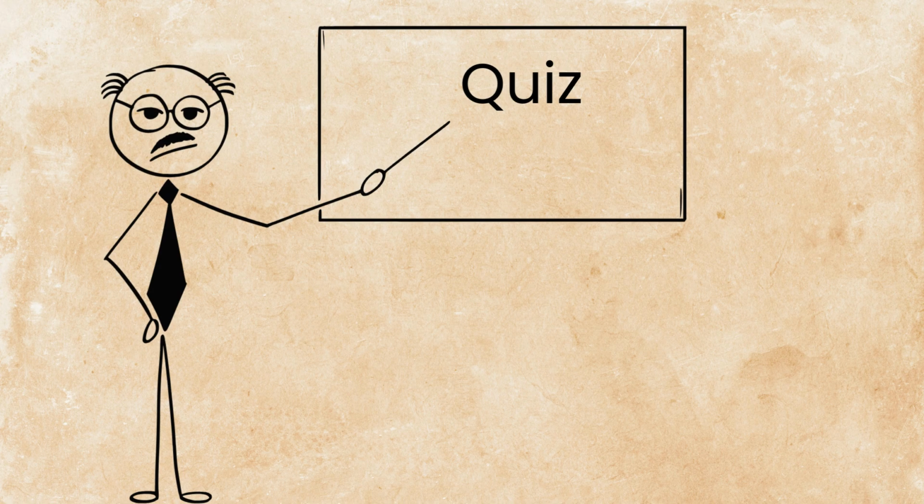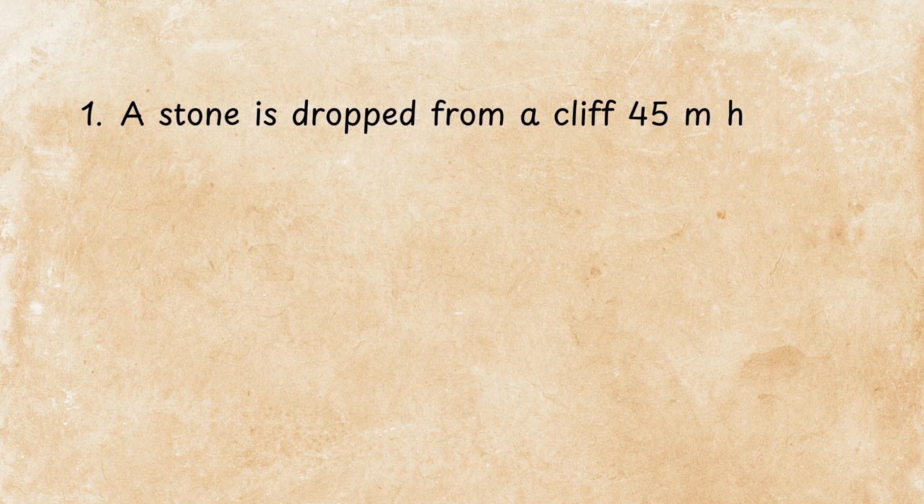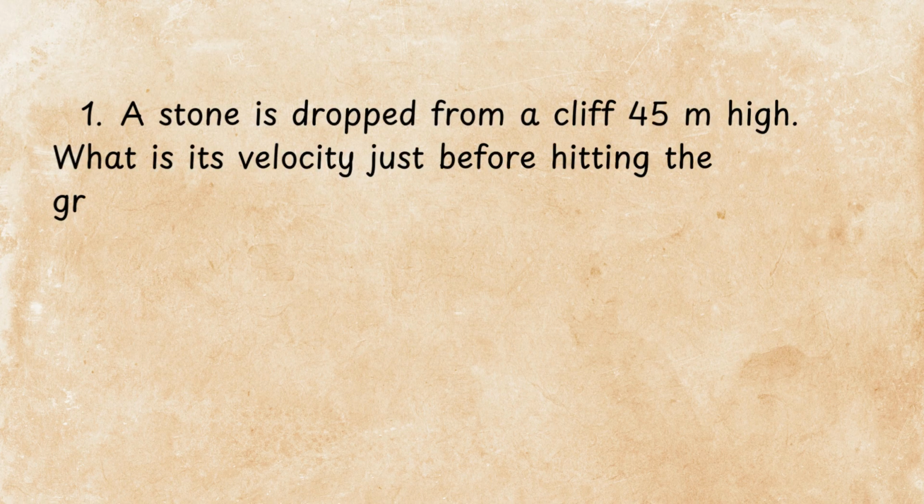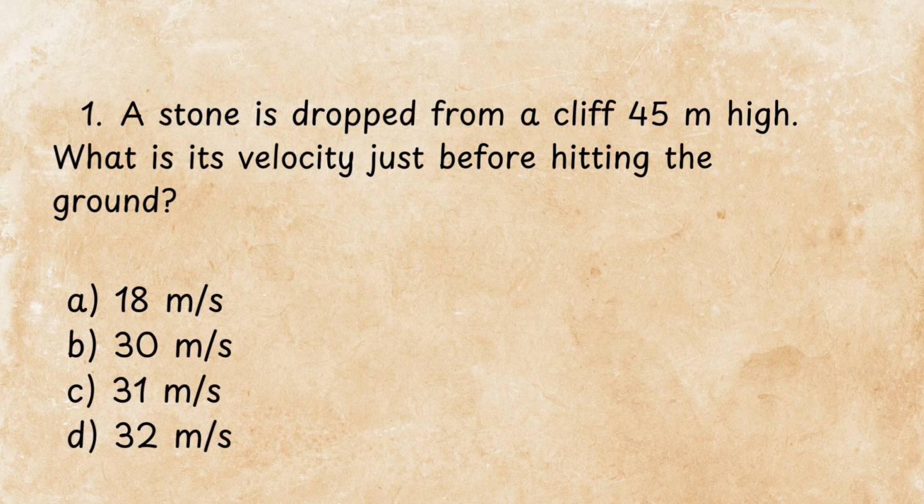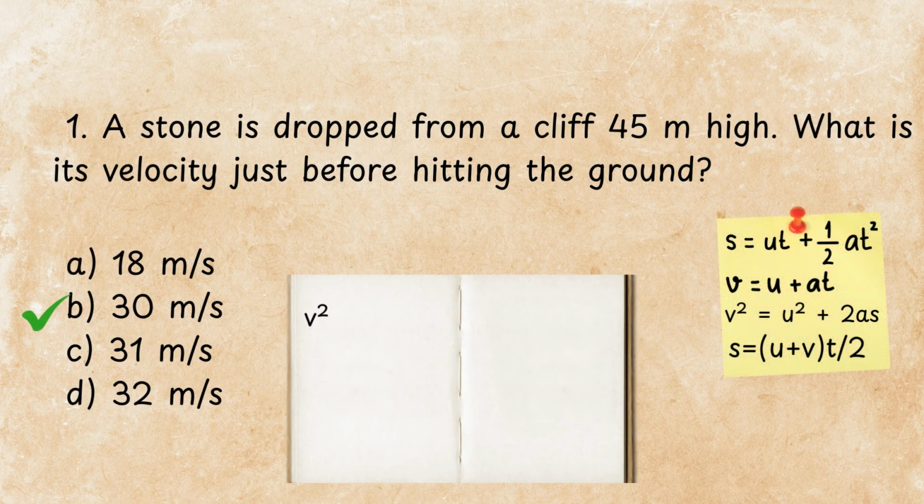Only 2 questions. Question 1. A stone is dropped from a cliff 45 meters high. What is the velocity just before hitting the ground? Did you get it right? The answer is B.